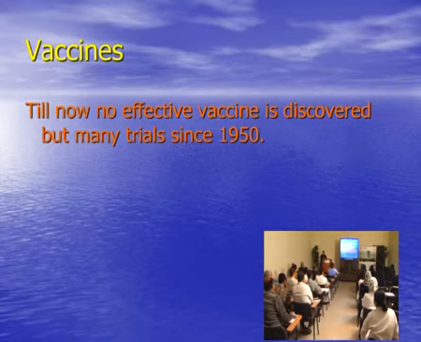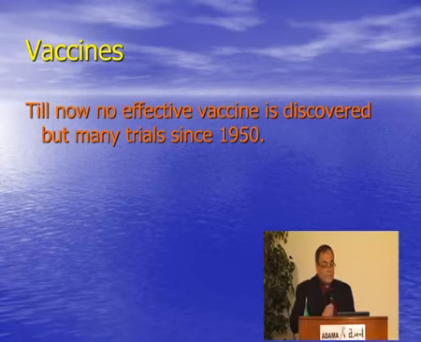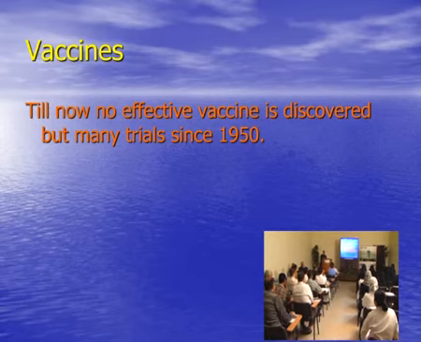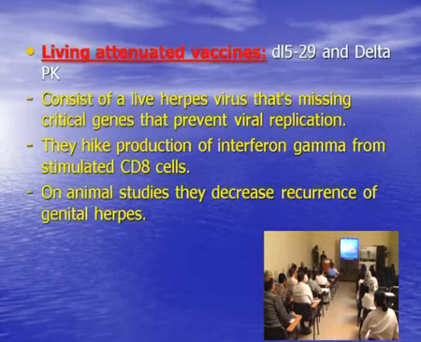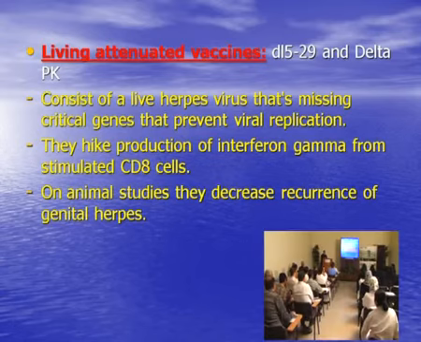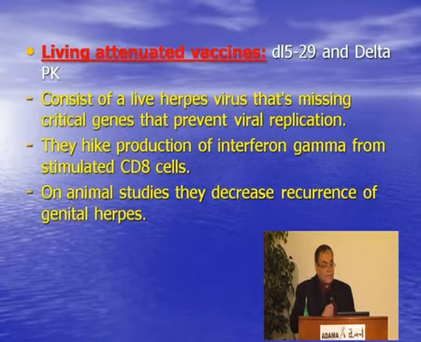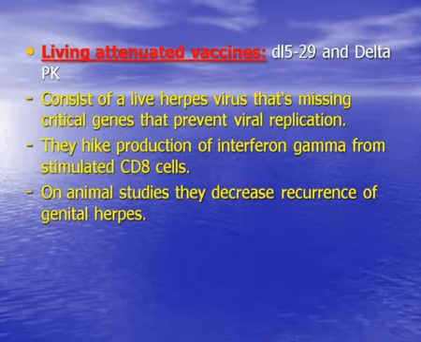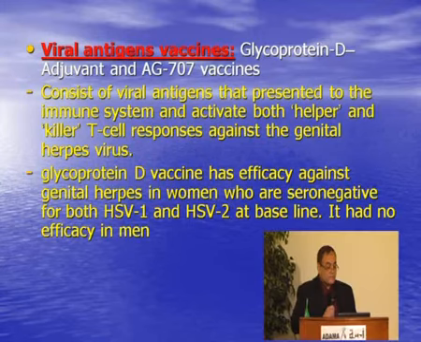Vaccines, till now, no effective vaccine is discovered, but there have been many trials since 1950. Those are some trials. Living attenuated vaccine consists of live herpes virus that is missing critical genes for replication. In animal studies, it decreased the recurrence of genital herpes.